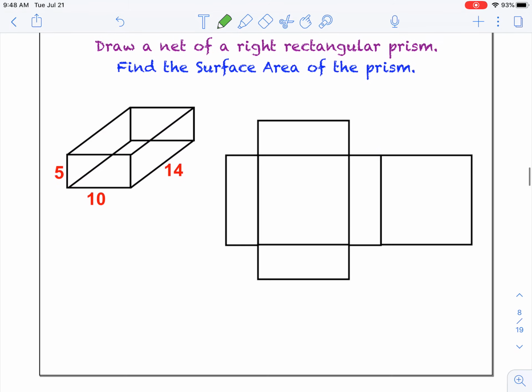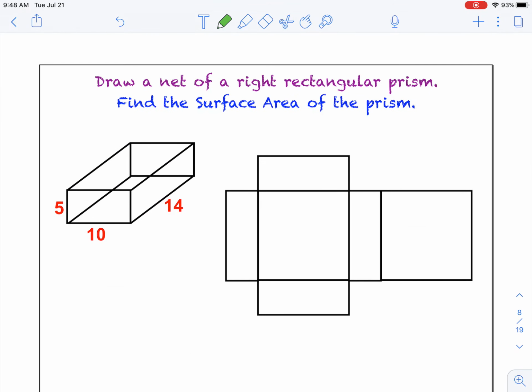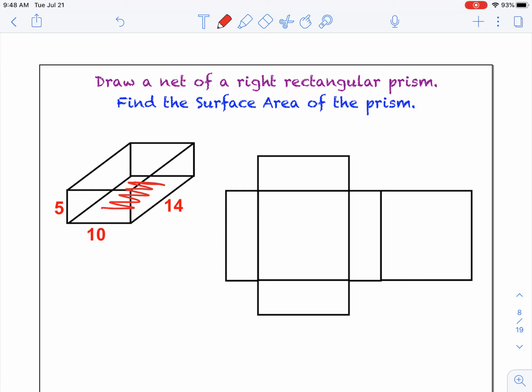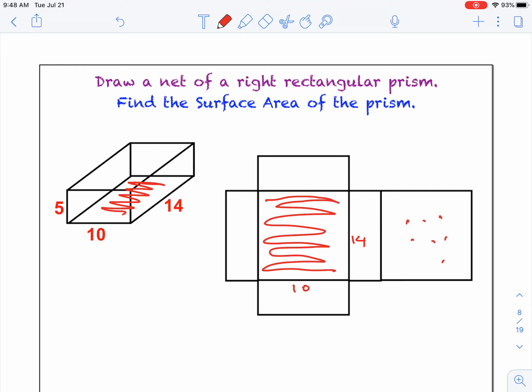So it says, draw a net of the right rectangular prism and find the surface area. Well, the base is that rectangle. And so when you draw a net, I'd start with the base and label it. This is 10 by 14. Here is your other base right over here. But all the other ones are lateral faces. So the lateral faces right here and right here, etc. Those are either 5 by 10, and they are also 5 by 14.